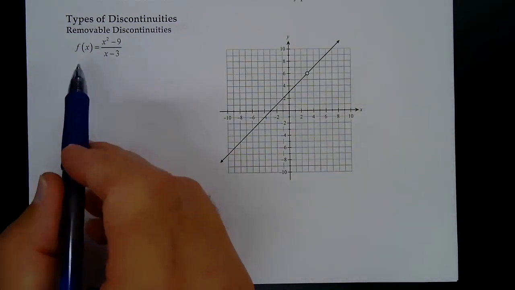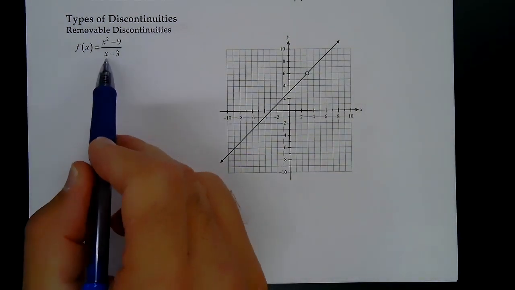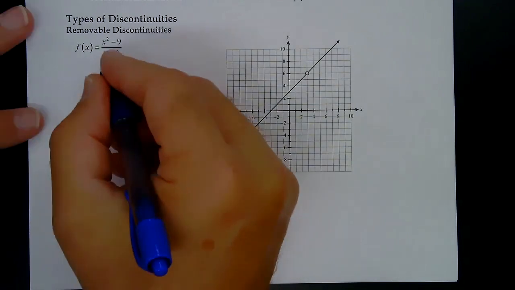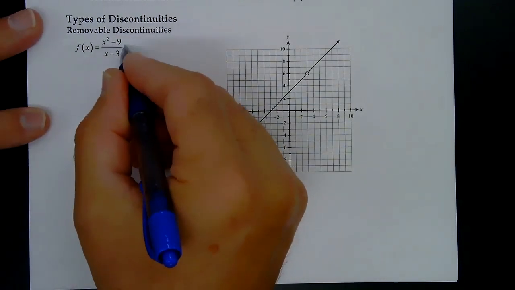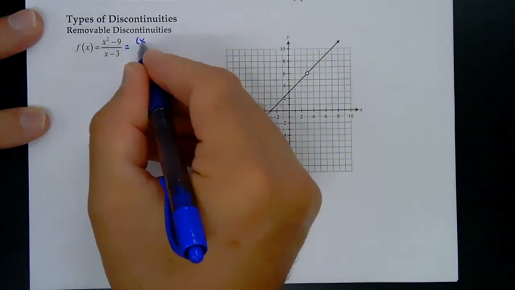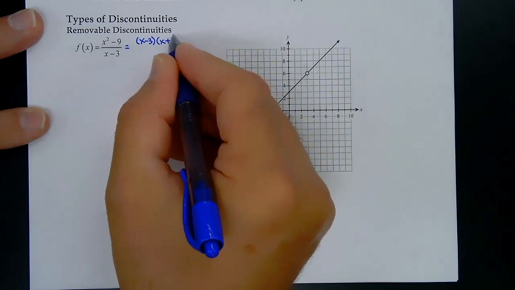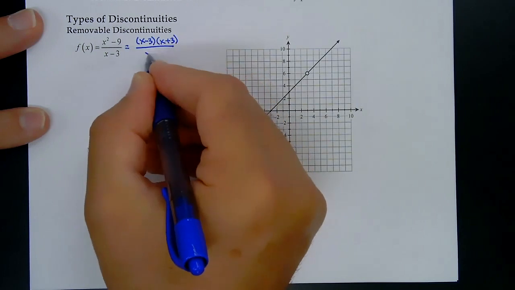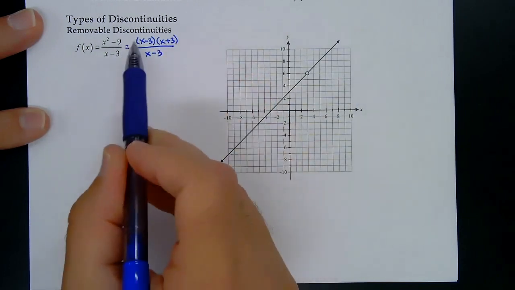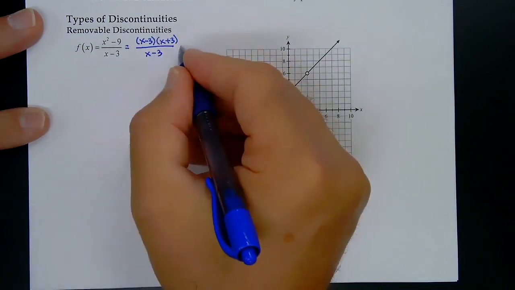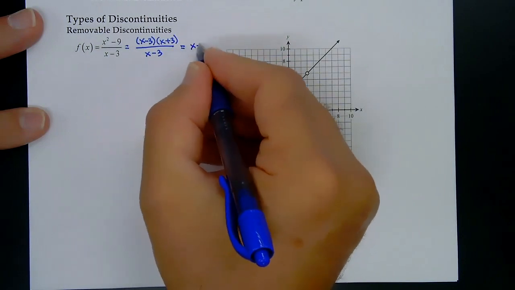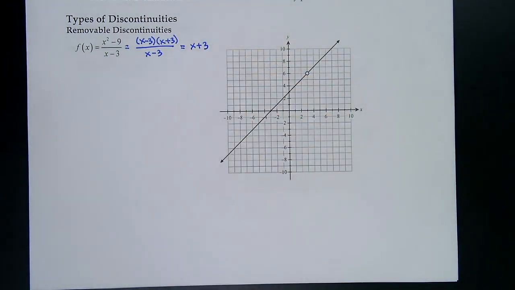All right. So f of x is this function x squared minus 9 over x minus 3. That's a difference of squares. Okay, so this becomes x minus 3, or we could rewrite it like this, x minus 3 times x plus 3 over x minus 3. My x minus 3's cancel, and I'd be left with x plus 3.